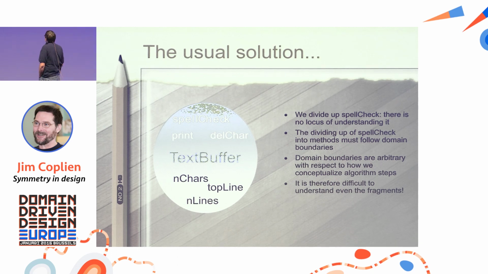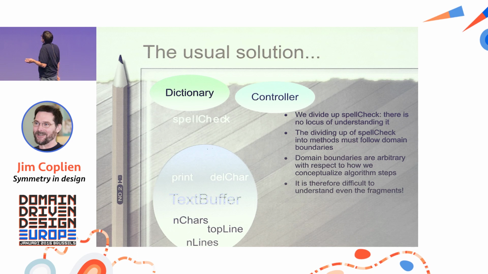So I'm building an editor. I have a text buffer, and it has domain properties. It knows how many characters it has. It knows the top line in the buffer. If it's paged, it knows how many lines it has. Spell check. Is that something I do to text buffers? Well, kind of. I mean, spell check kind of belongs between dictionary and controller and text buffer, right?